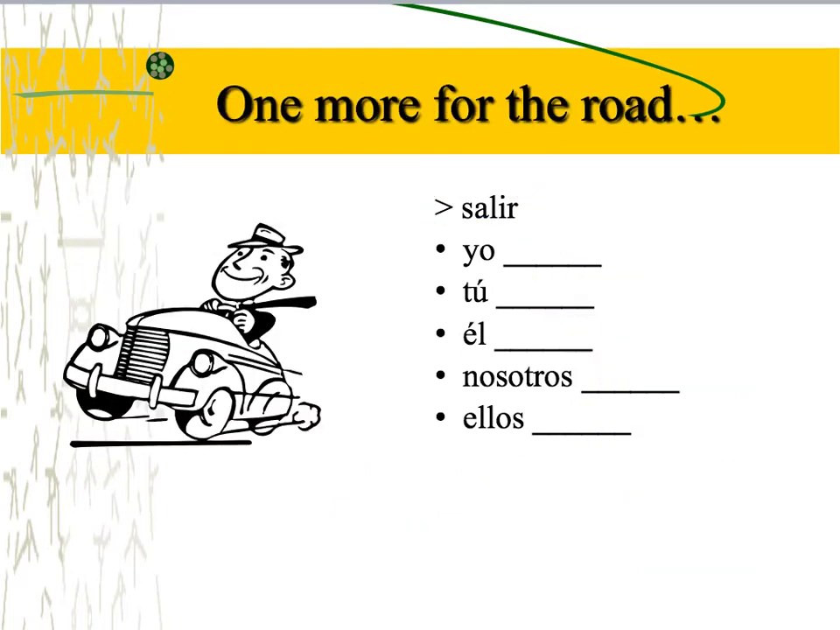Okay. Salir. Okay, you try salir. Salir is a go verb, okay? So it's going to do the go at the beginning. But the rest of it is a regular IR verb. So go ahead and try to fill in the blanks. You can do it on your paper. And if you wrote salgo, sales, sale, salimos, and salen, then you conjugated it correctly because it's an IR verb with a special yo form. Bien?